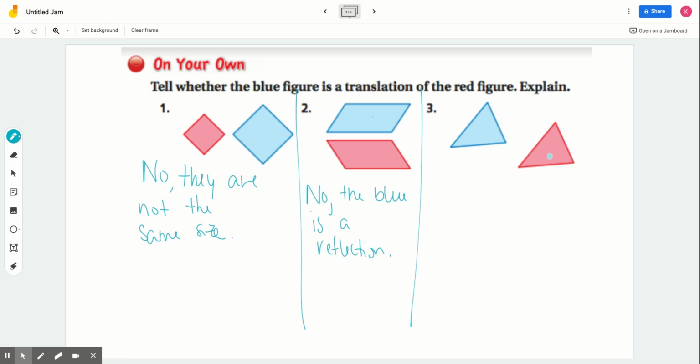So now number 3, could we slide the red figure to exactly match the blue figure? And the answer here is we could. If we slid it up and to the left, or to the left and then up, we would be able to match that blue figure. So we're going to say yes, slide up and left to get them to match.